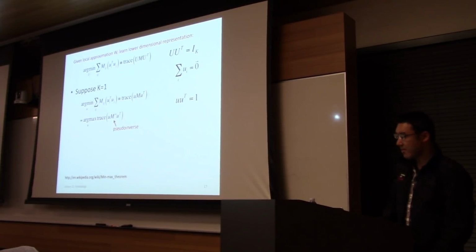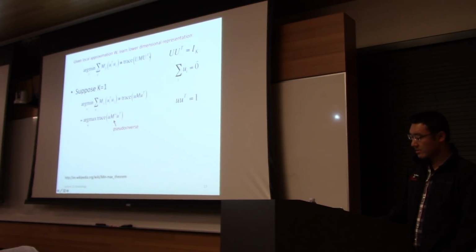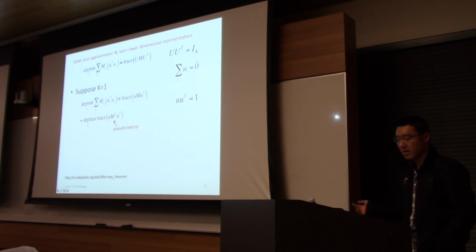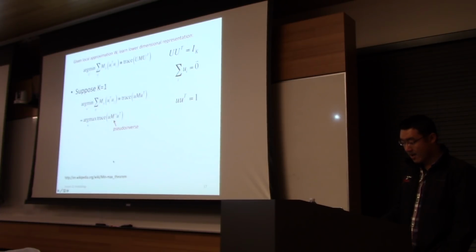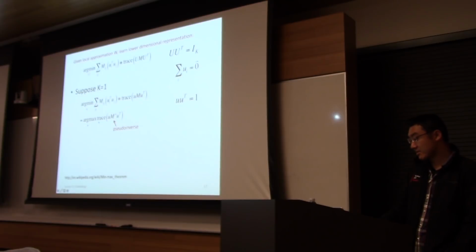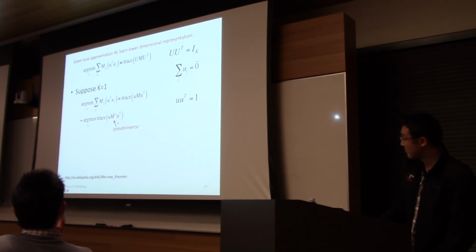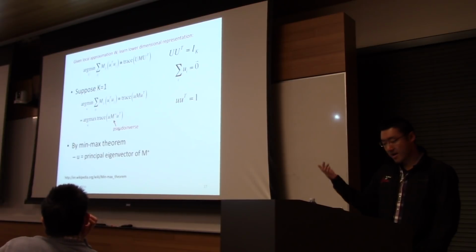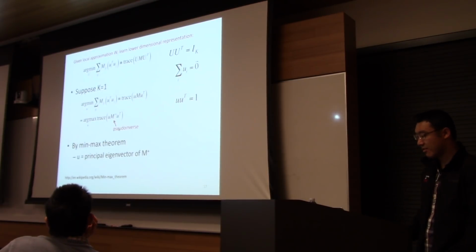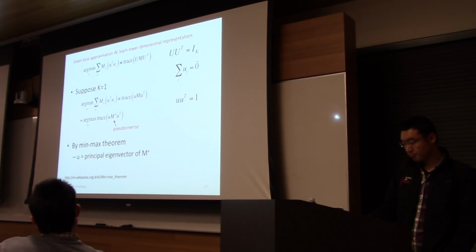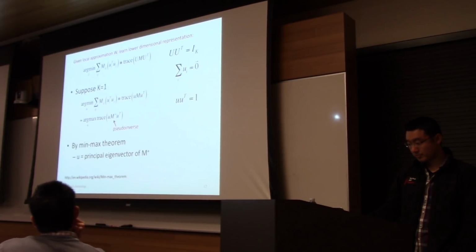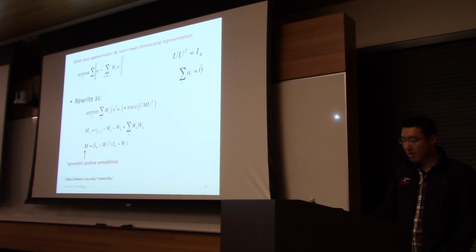And now we can think about this learning objective. Suppose we only wanted to learn a one-dimensional embedding, so k equals 1. Then we minimize over a single vector U, and the trace equals this definition. That is equivalent to maximizing the trace of this, where M plus is the pseudo-inverse of M. By a very standard theorem, this is solved by U being the principal eigenvector of M pseudo-inverse. And recall M is this matrix here.